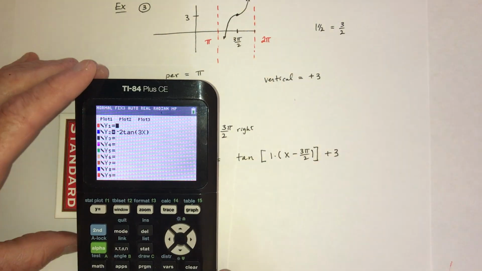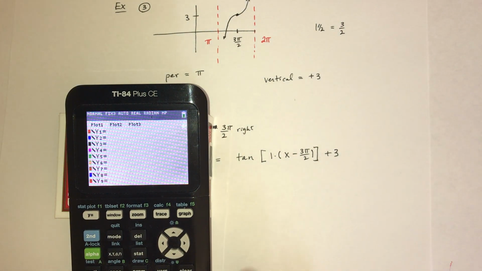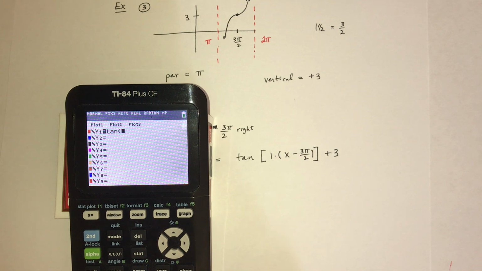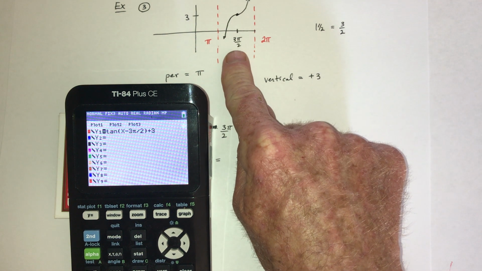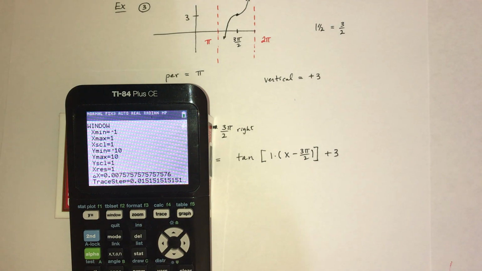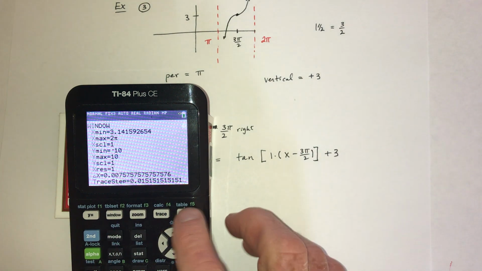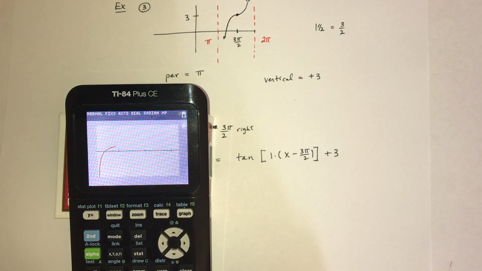So graph y equals tangent, and then I guess I don't really have to put 1 because 1 times it doesn't change it, x minus 3 pi divided by 2, and then at the end plus a 3. Now make the window look like this. So go from pi to 2 pi, and then that part could stay the same. So it's looking the same.